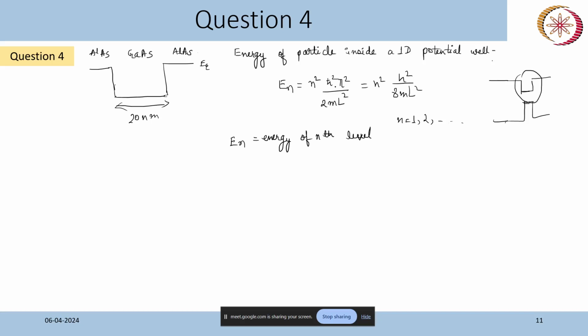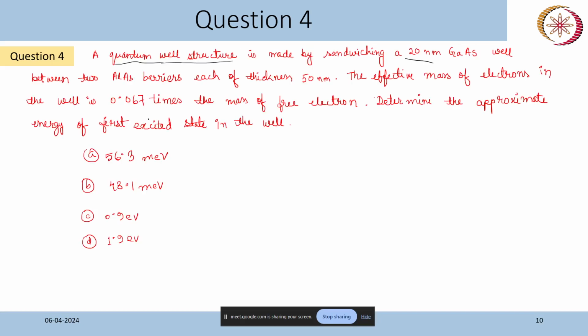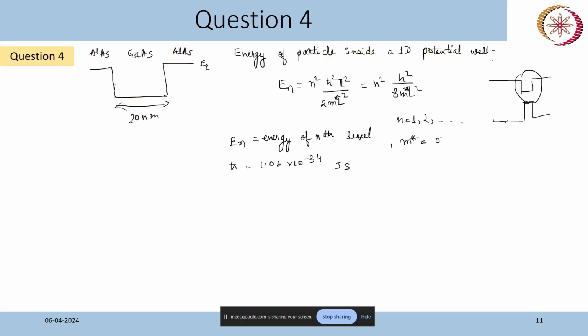H bar is Planck's constant, 1.06 into 10 to the power minus 34 joule second. Here I will use m star instead of m, because we have to consider the effect of the material, since it is given as gallium arsenide. So we should use the effective mass of the electron for gallium arsenide. m star is given as 0.067 m naught. m naught is the rest mass of the electron, which is 9.11 into 10 to the power minus 31 kg.